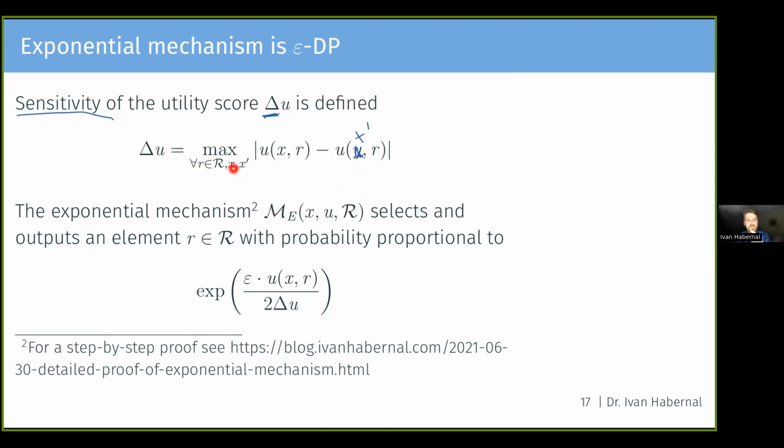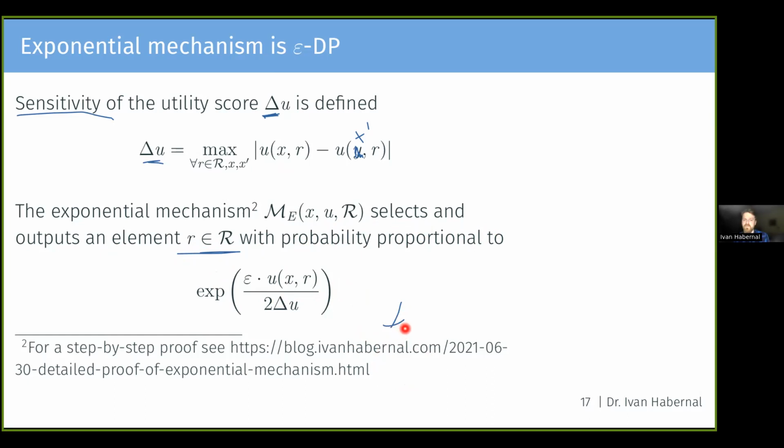So then, having determined the sensitivity, this exponential mechanism selects and outputs an element from R as desired, and the probability is proportional to this formula. So basically, we would draw from a probability distribution, and this would be proportional to this formula. And again, if you're interested in the proof, you can have a look at this step-by-step blog post.